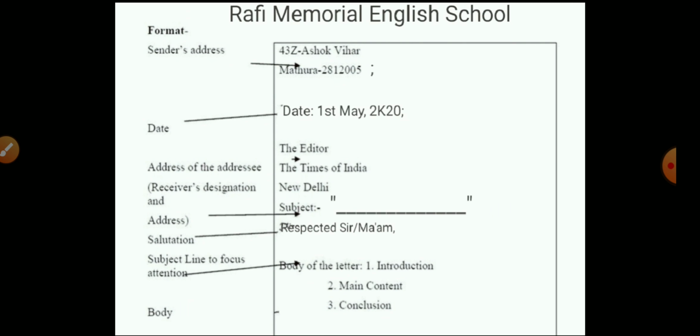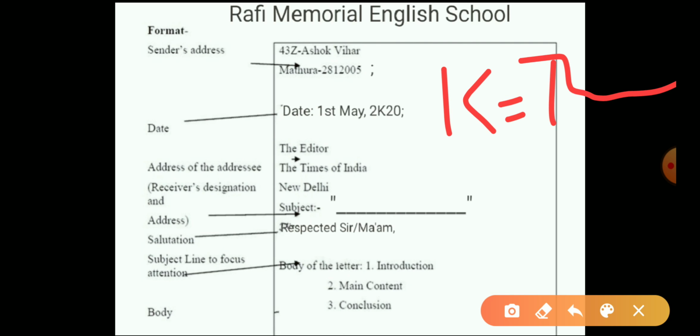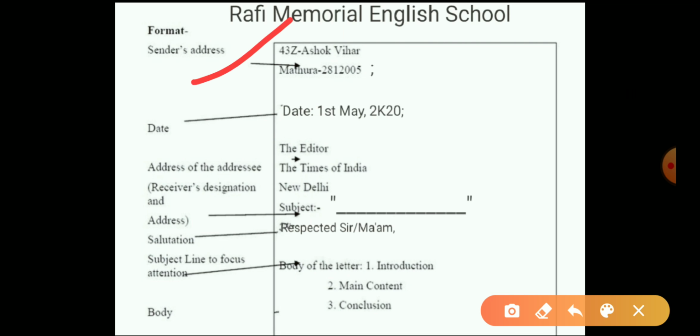Sender address: who is sending the letter, Suresh or Shruti? In the first 2 or 3 lines you will write the sender address, which means the address of the person sending the letter. 43Z Ashok Vihar, Mathura. You will write the address like this, as mentioned in the example. The date format will remain like this: 1st May 2020. Remember this. So after the sender address, leave some space, then the date, then again leave some space in between.